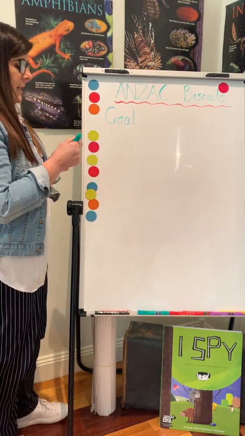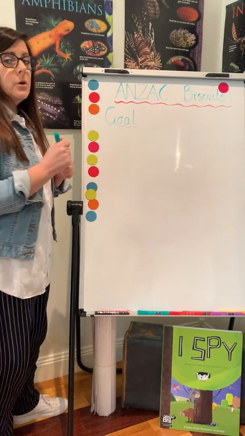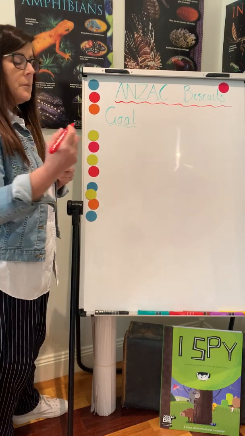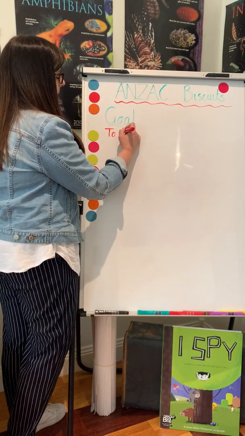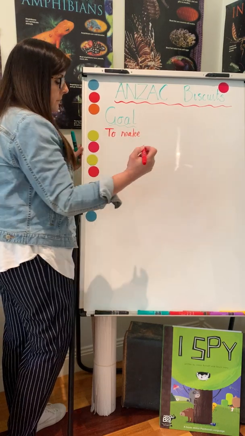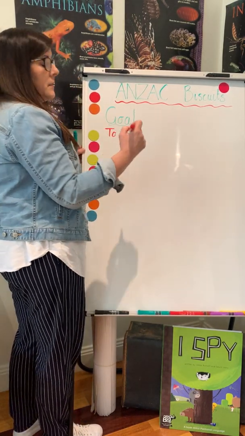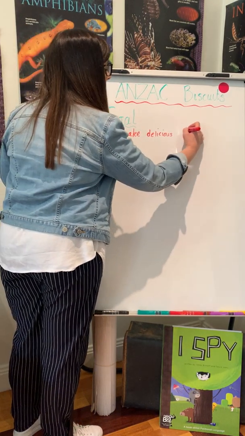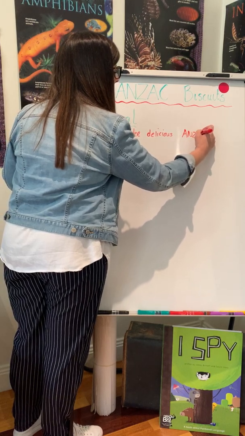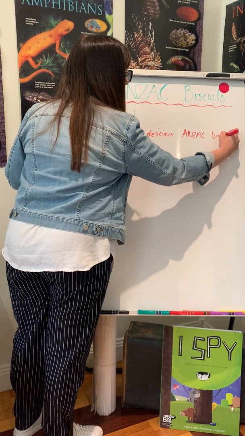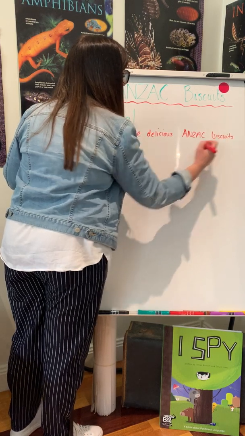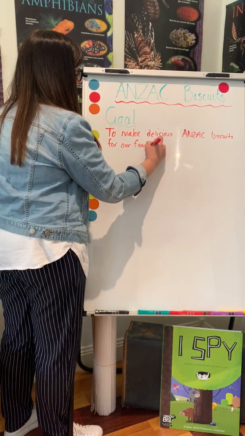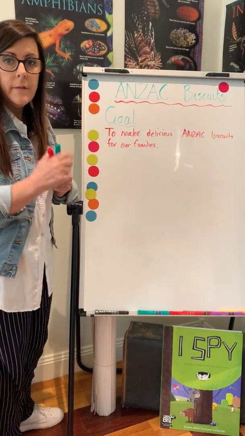Well, we know our outcome, or goal, we could call it goal or outcome, same thing, is to make delicious ANZAC biscuits to celebrate with our family. So you could write that down. Excuse my messy writing because I'm trying to write quickly so you don't have to be on the computer screen for too long. To make delicious ANZAC biscuits for our families. If you would like to write a different goal, that is perfectly fine.